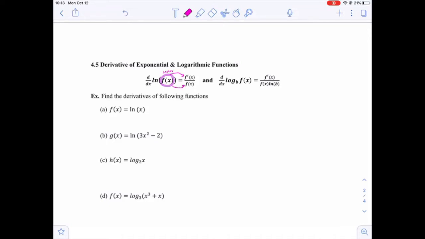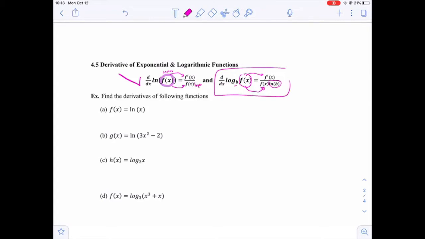And if we have log base b for any b different from e, then we apply this. We find derivative of the inner function and divide by the inner function, but we multiply the denominator by natural log of the base. And here we have the same thing for derivative of natural log. We can multiply by natural log of the base.